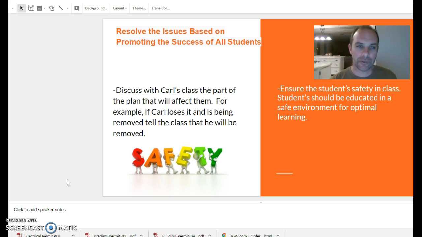So that's one of the priorities of school. You need to have a safe environment in order to learn. So you want to ensure student safety in class. Students should be educated in a safe environment for optimal learning. They shouldn't be fearful of another student in the classroom. It would be very difficult to learn in that kind of environment.